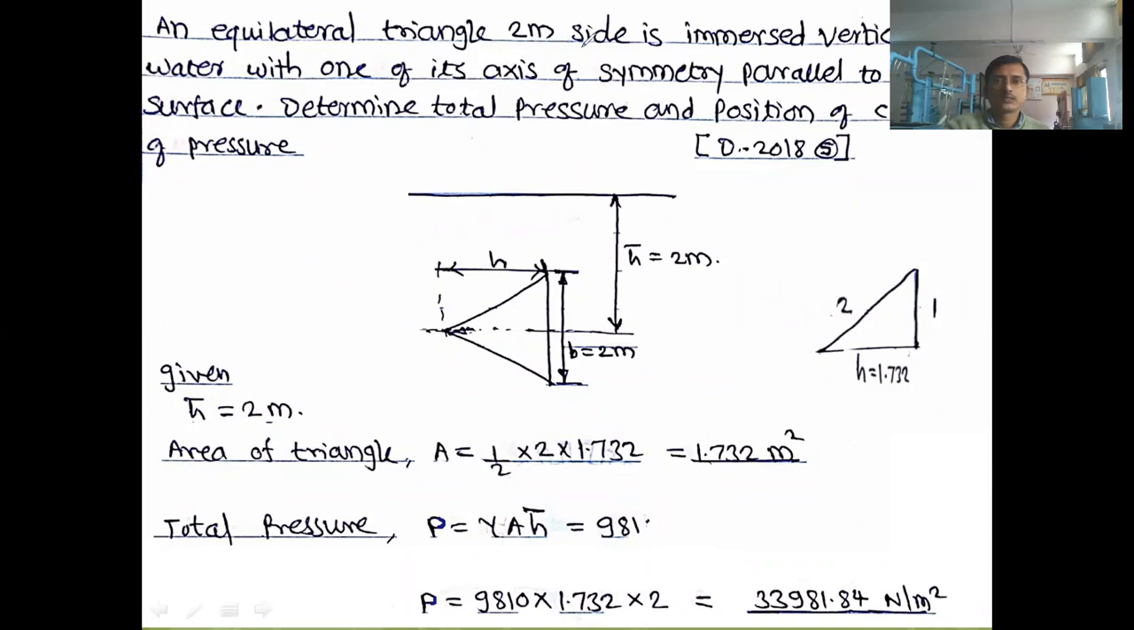An equilateral triangle, 2 meter side, is immersed vertically in water with one of its sides parallel to the water surface.